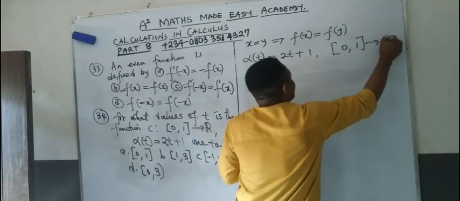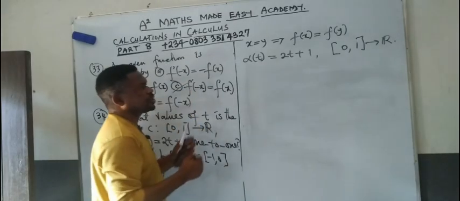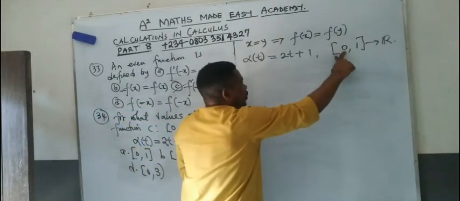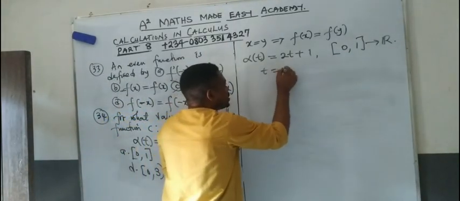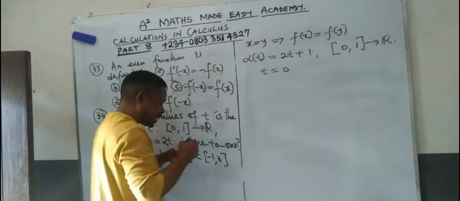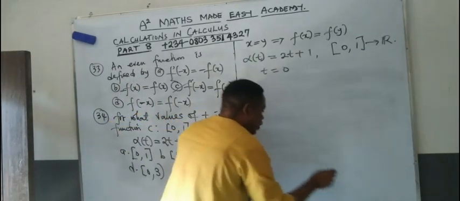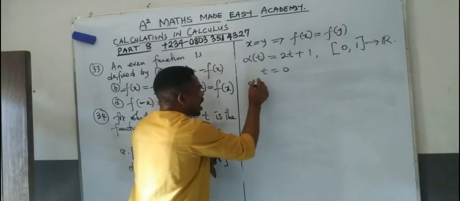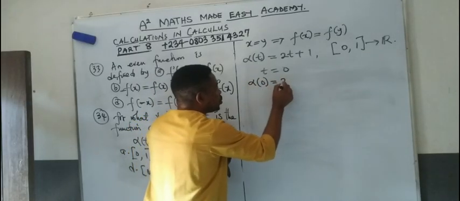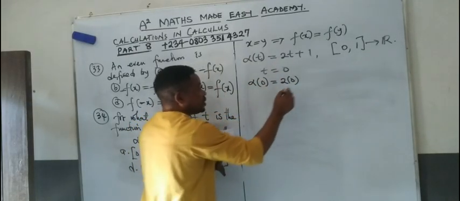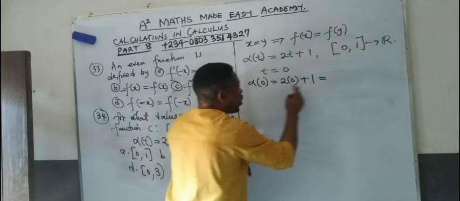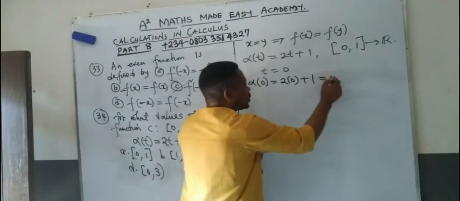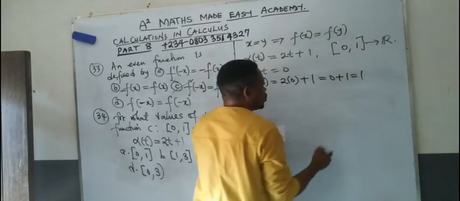What do you think will happen? They have given us the domain. When t is equal to 0, what is the answer? Now, anywhere we come across 0, I will say alpha of 0 is equal to 2 times 0, because t is 0, plus 1. Then 2 times 0 will give us 0, plus 1, which is equal to 1.